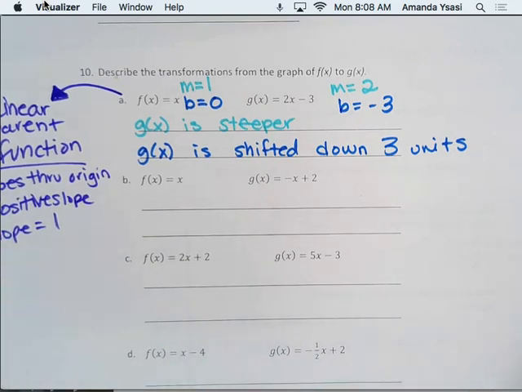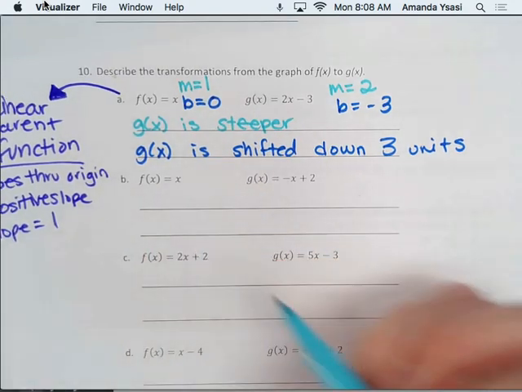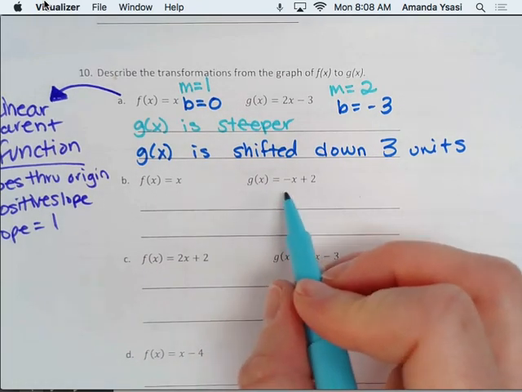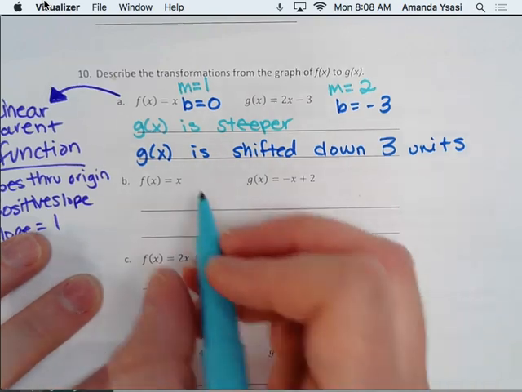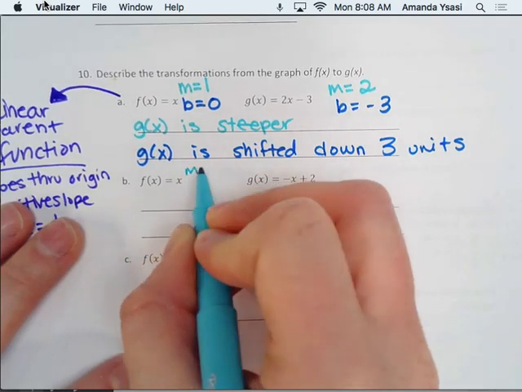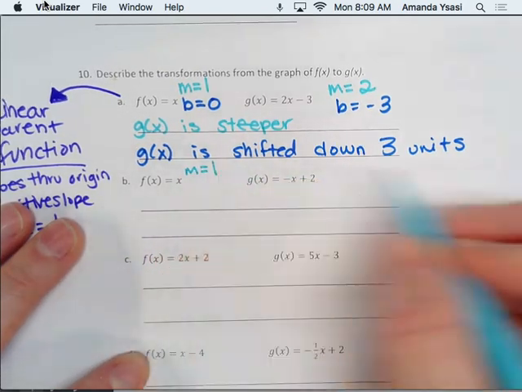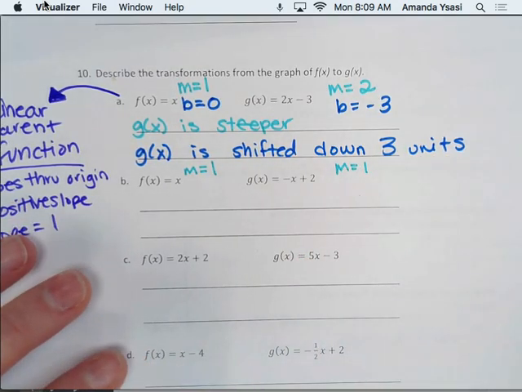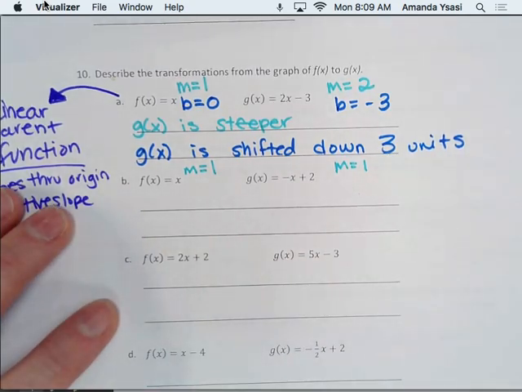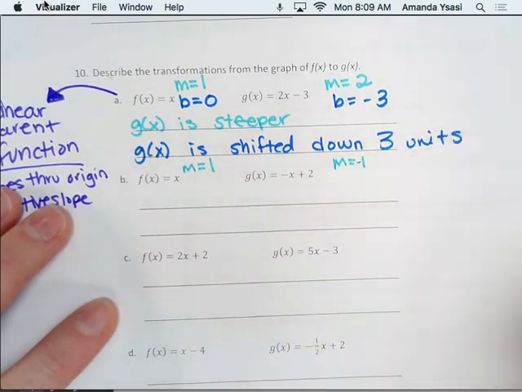Okay, part B. f of x equals x. g of x equals -x plus 2. So let's look at our slope first. What's the slope on f of x? What's the slope on g of x? So how does that change your graph? It goes from positive slope to negative. Yes. Oh, I forgot to put -x.